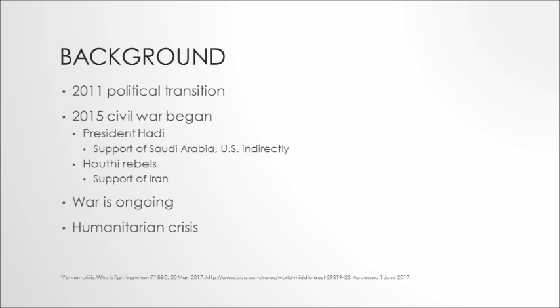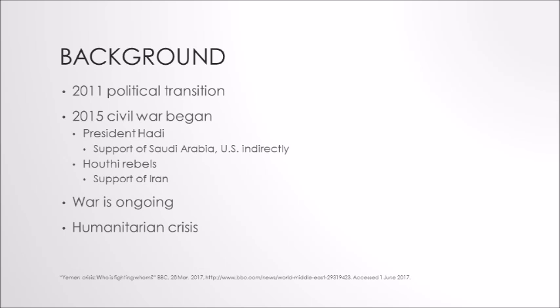So, to give a little bit of background, the foundation for the war began in 2011 when there was a political transition between the then president and the current president, Hadi, who struggled during the transition to deal with Al-Qaeda and other economic problems. So then the Houthi movement basically took advantage of this weakness to gather recruits, and in 2015 they tried to take over the government and set off a civil war.